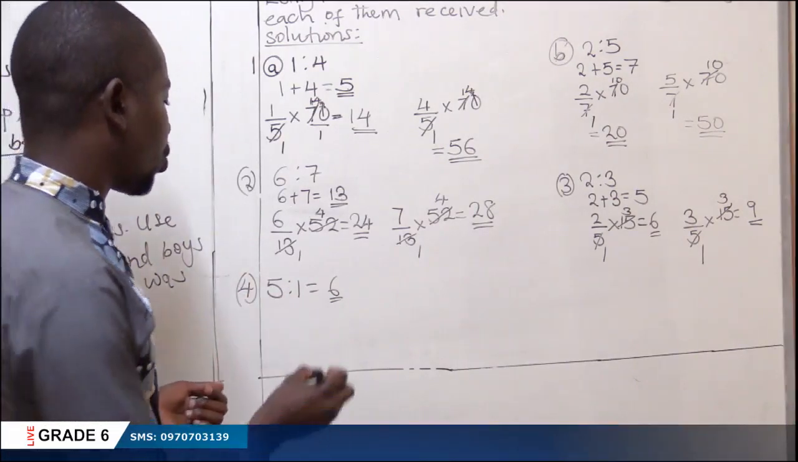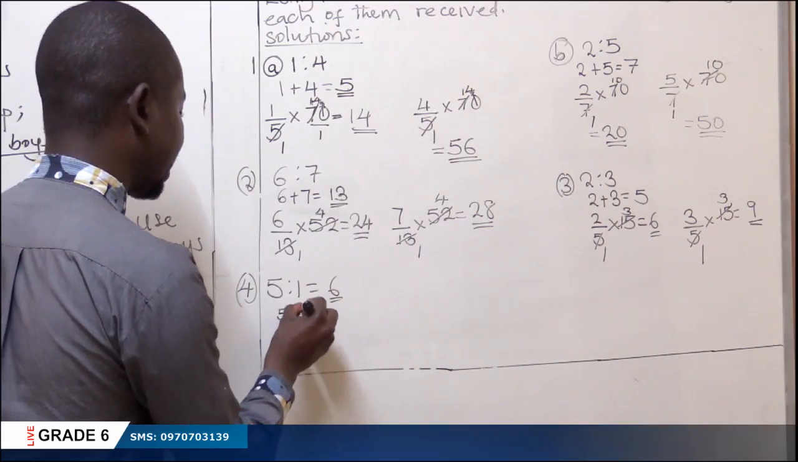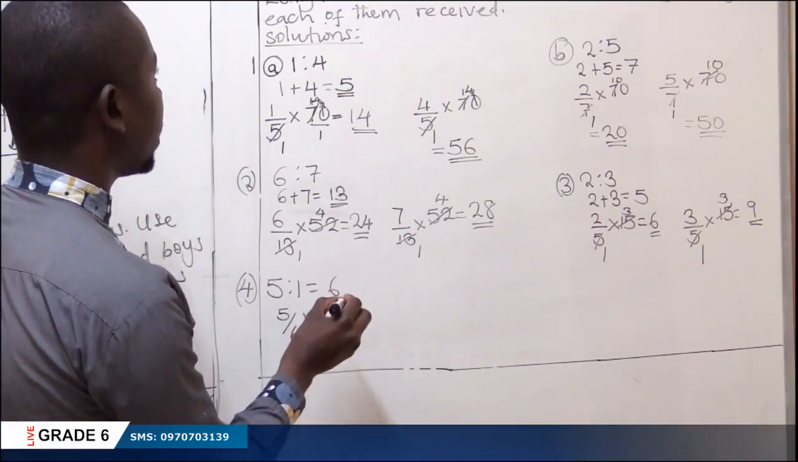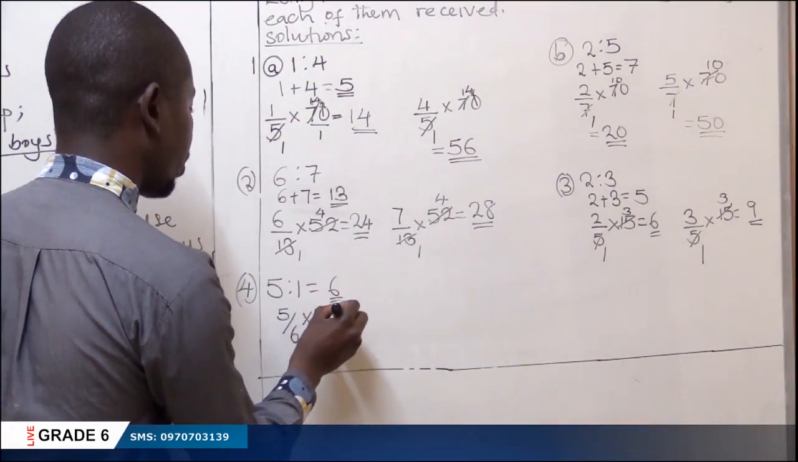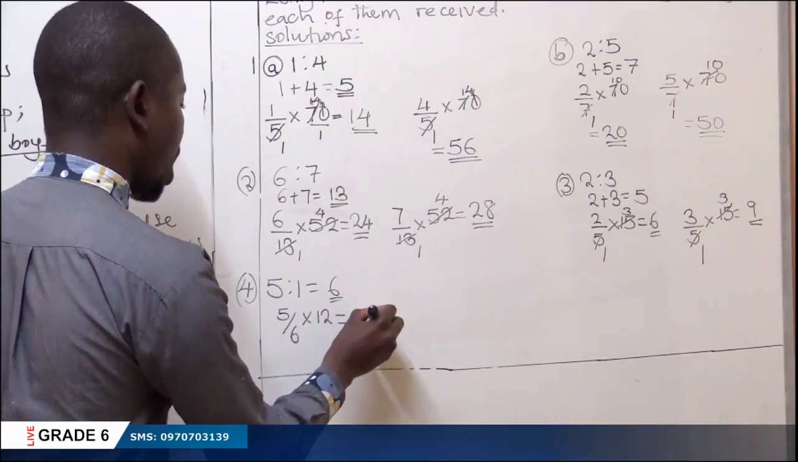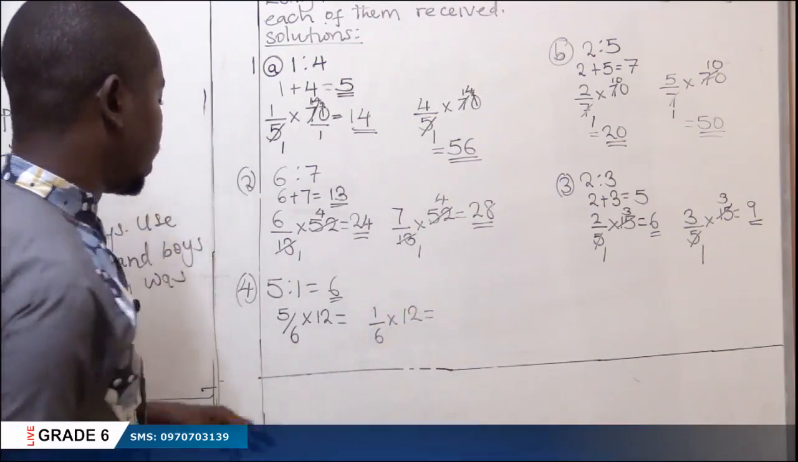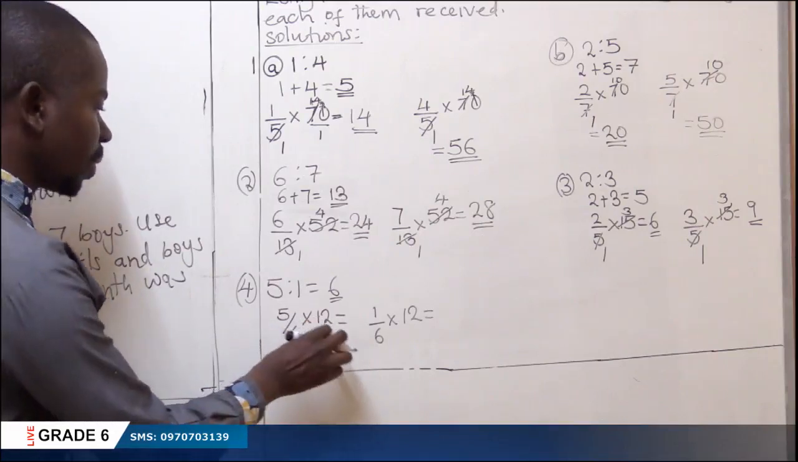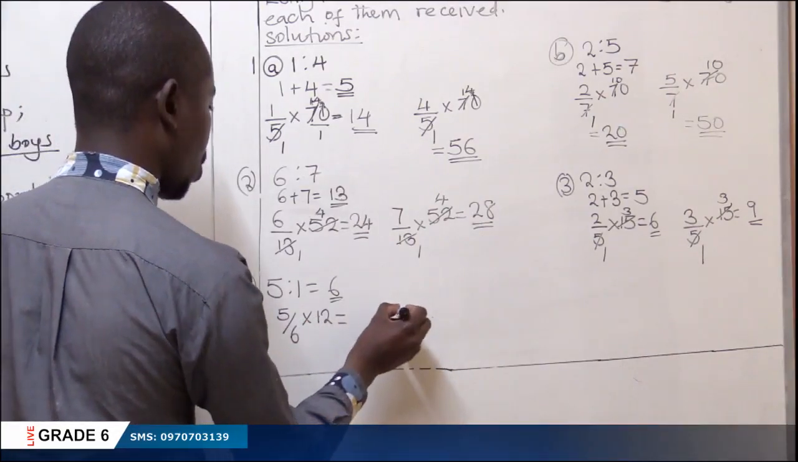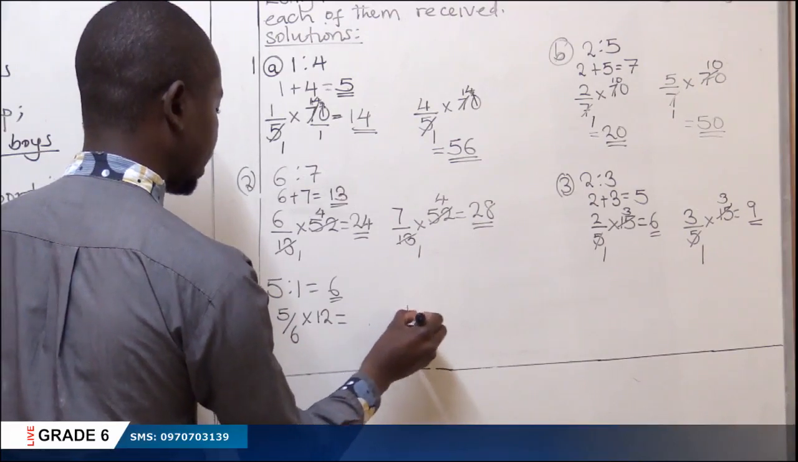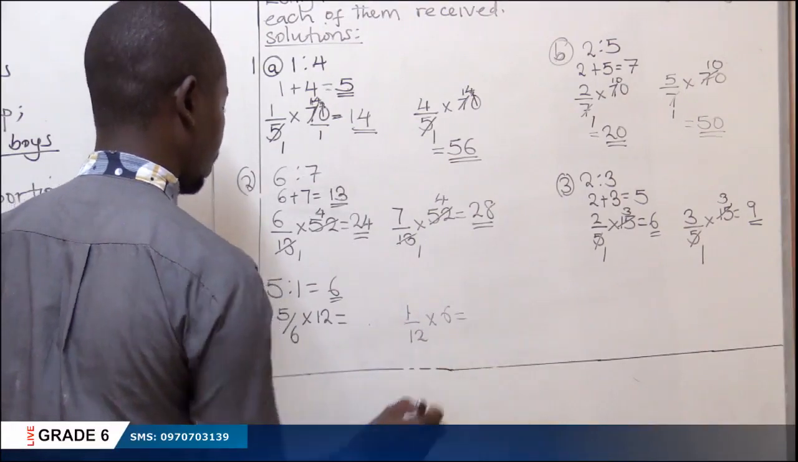So we are going to write our fractions as 5 over 6 times 12, equals, then we have 1 over 6 times 12. So what is 5 over 6 times 12?